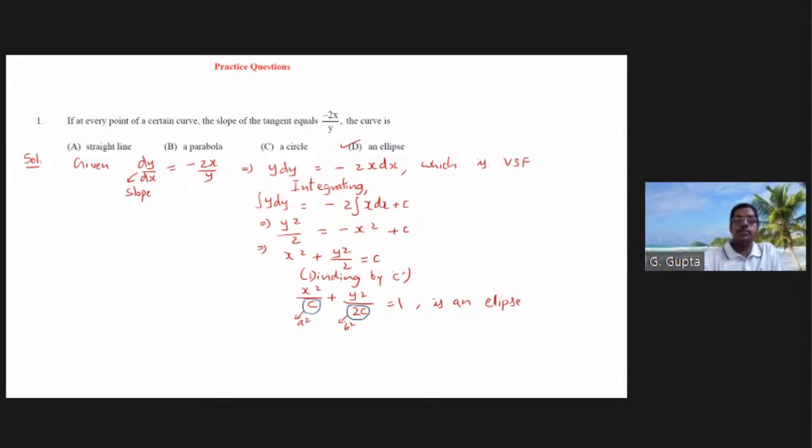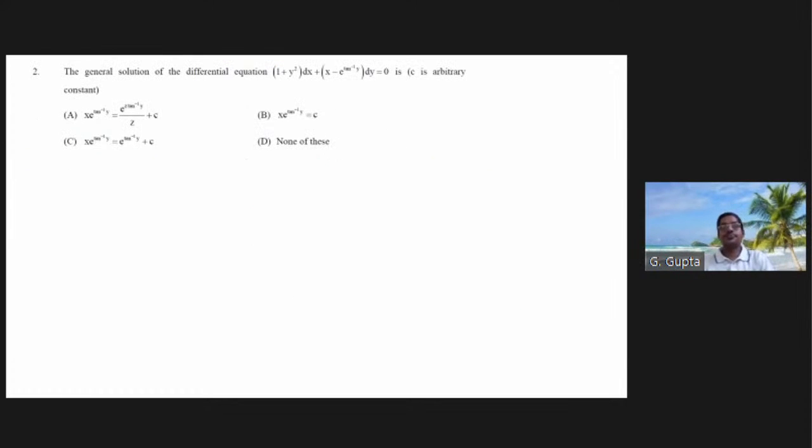Let us look at another question. The general solution of the differential equation (1 plus y square) dx plus (x minus e raised to tan inverse y) dy is equal to 0, where c is an arbitrary constant. Four options A, B, C, D are given.